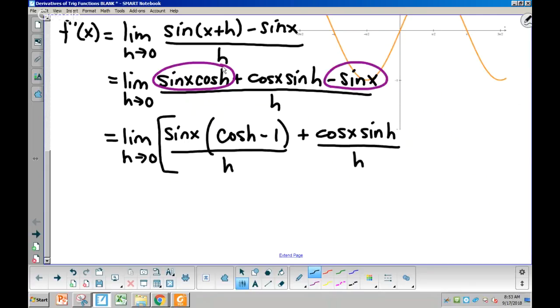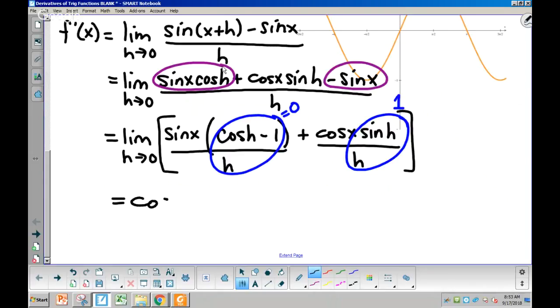Is that legal? Anybody see anything? Yeah, we got a 0. We have one limit here that's equal to 0, and we have a 1. So the 0 wipes out this whole first term, and then I'm left with cosine x. So the derivative of sine x is cosine x.